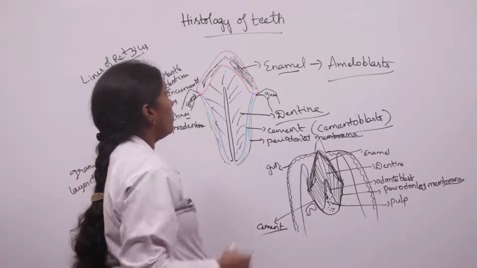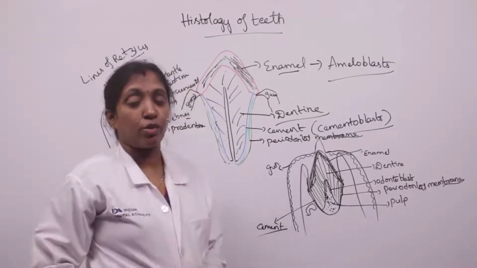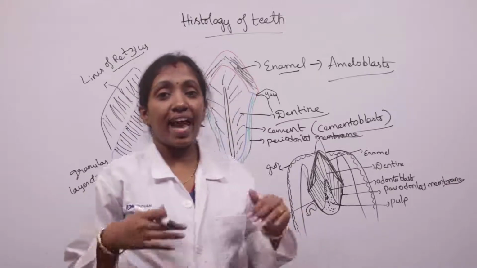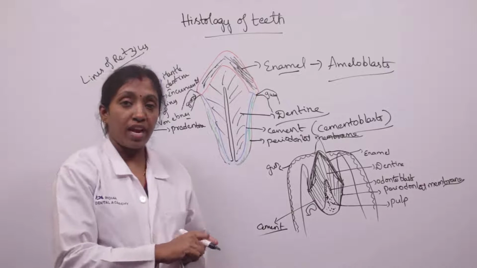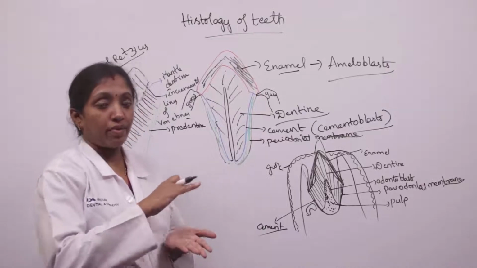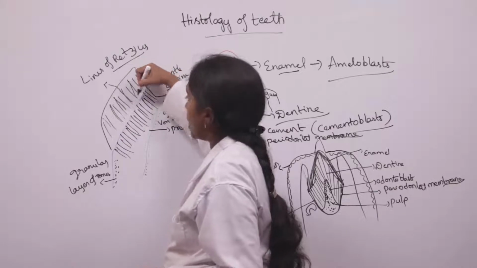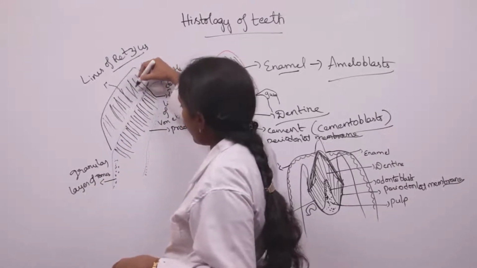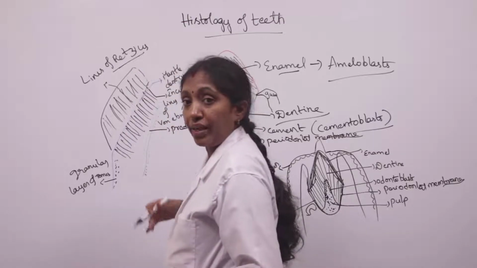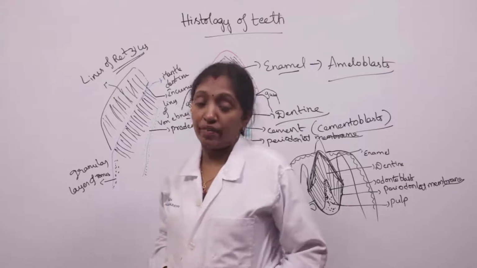This enamel is deposited by ameloblast cells. Like bone, one layer of enamel is formed, and then a further layer of enamel is deposited. Because of these layers, when we take a section of enamel, we are able to see lines, which are nothing but the layers of enamel deposited by the ameloblast cells. These lines are called lines of Retzius.